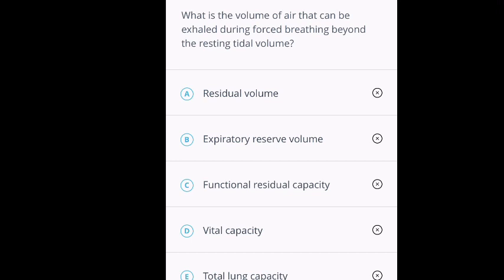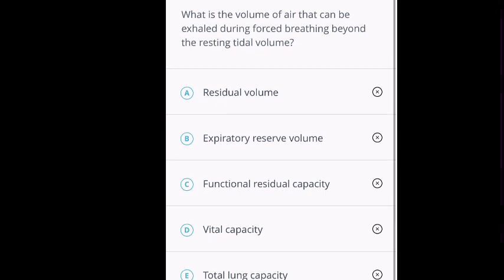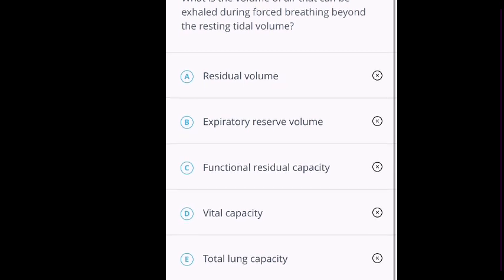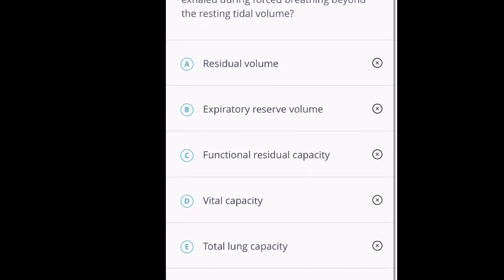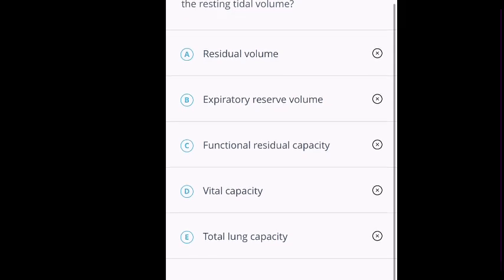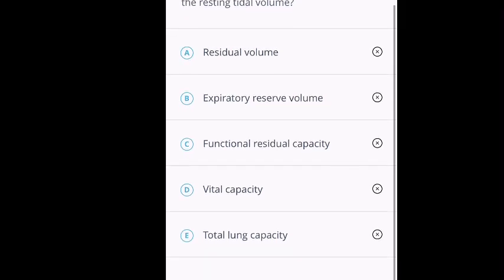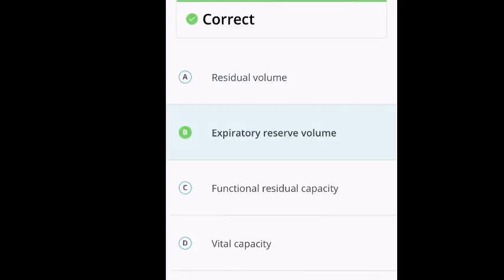What is the volume of air that can be exhaled during forced breathing beyond the resting tidal volume? Residual volume, expiratory reserve volume, functional residual capacity, vital capacity, or total lung capacity? The correct answer is expiratory reserve volume.